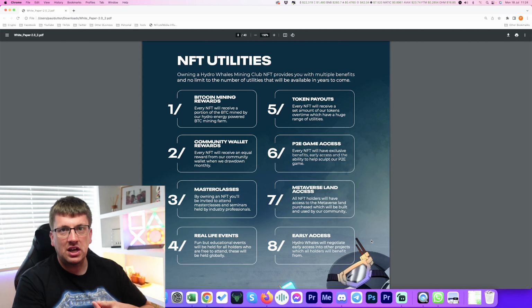There's other things that aren't really mentioned in here about the utilities you get for the NFT, like the merchandise they give you. So if you own one NFT, you'll get a free t-shirt. If you own three NFTs, you'll get a hoodie and a t-shirt. They also talk about making sure that every Hydro Whales member has a Trezor, a cold wallet, a ledger that you can put all your crypto on. So they're really taking security seriously. They are security entrepreneurs by trade, so it makes sense. So I really like that, and these aren't even mentioned in the white paper, so just some additional benefits for you.